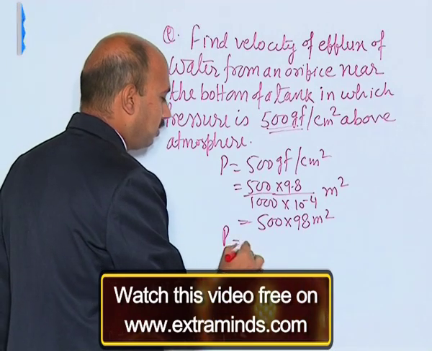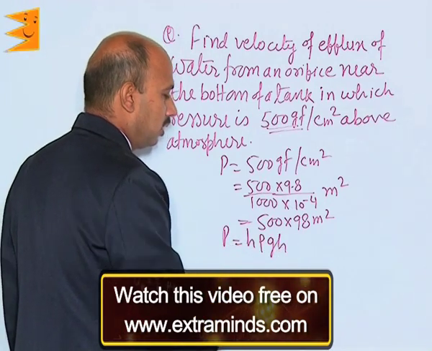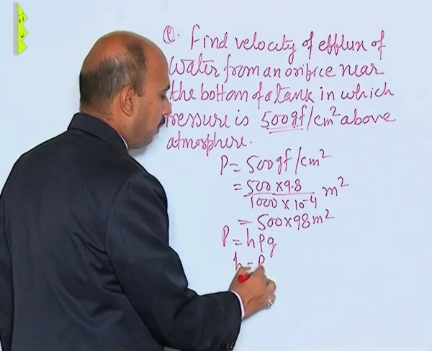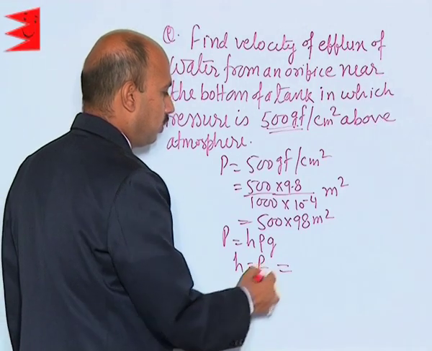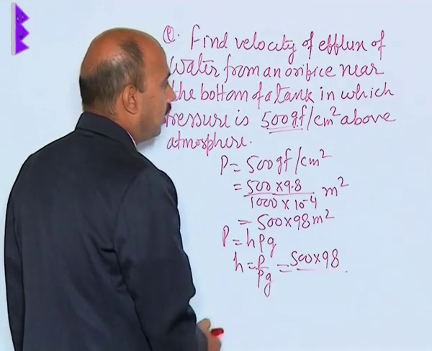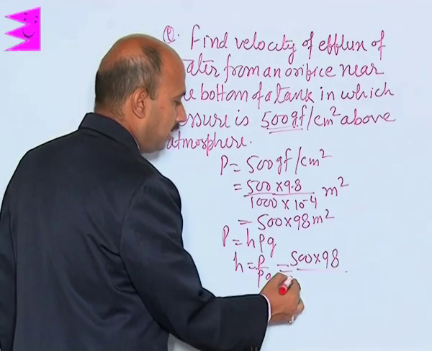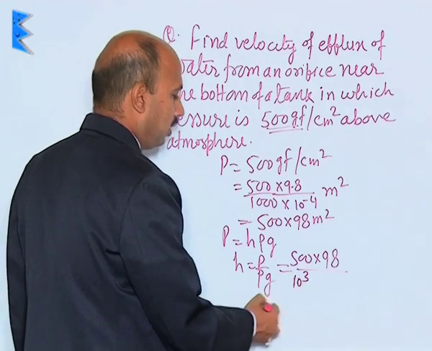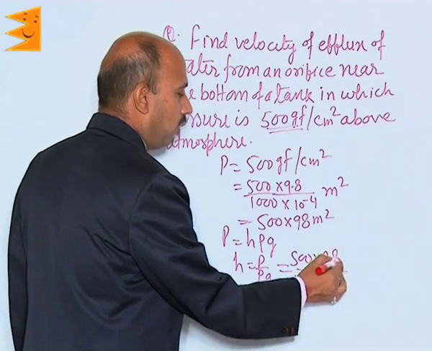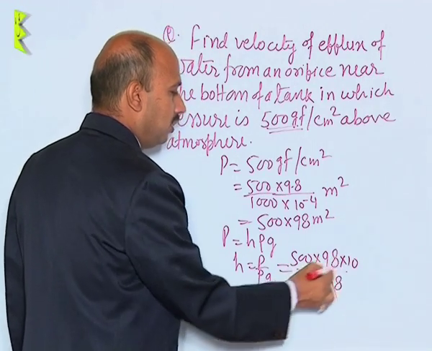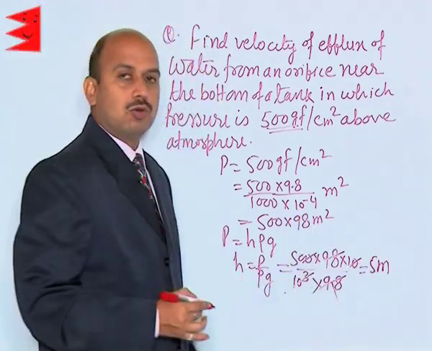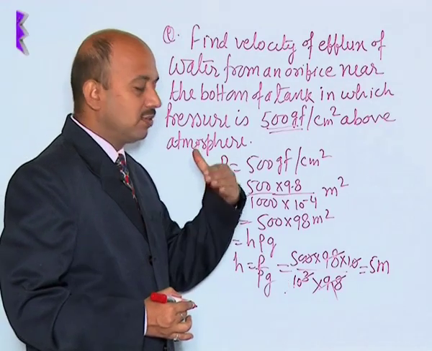So, we can write pressure is already given, P is equal to h rho g. So, you can calculate h is equal to P upon rho g, that is equal to 500 into 98 divided by density of water, that is 10 raised to power 3, into g is 9.8. Now here if you solve it, this and this cancel, so you will be getting 5 meter. So, the hole is made 5 meter below the surface.